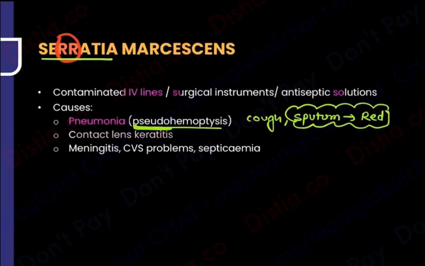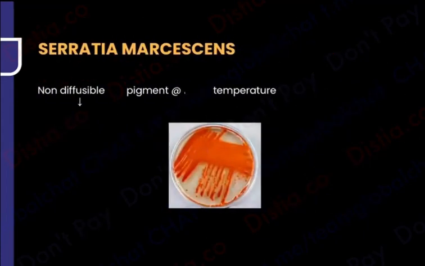Similarly, it can have eye involvement. That is going to be contact lens keratitis. Again, a red pink color should come. That is known as a pink hypopyon, again because of the Serratia pink color. Similarly, meningitis, cardiac involvement, septicemia, all other organs are possible. But pseudohemoptysis and pink hypopyon, the pink, red color, is important, and that is how the slide is going to be. What color pigment does it have? It has a red color pigment at room temperature.